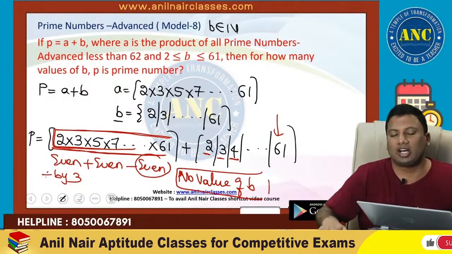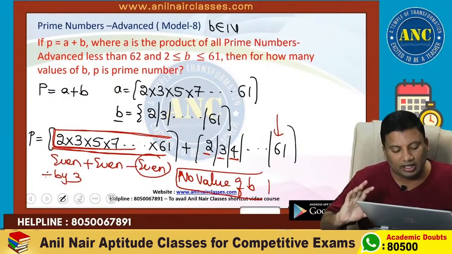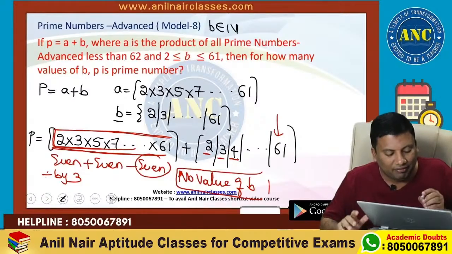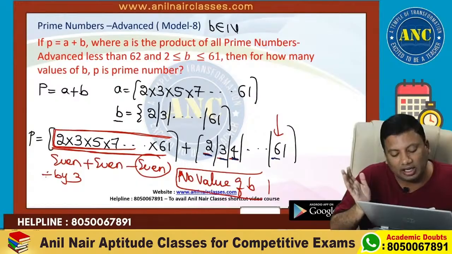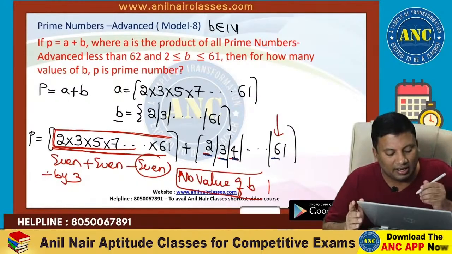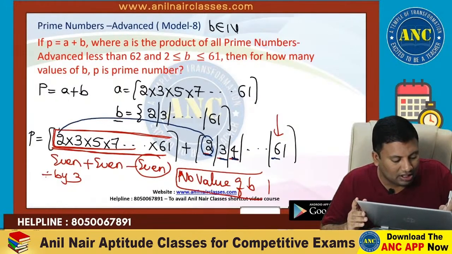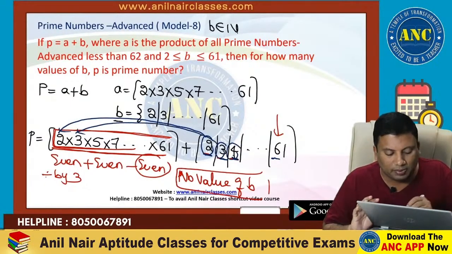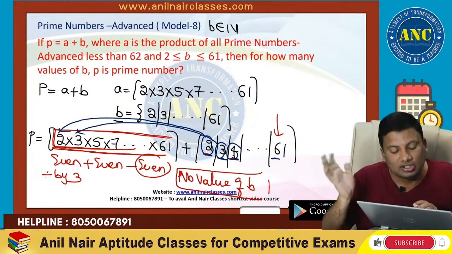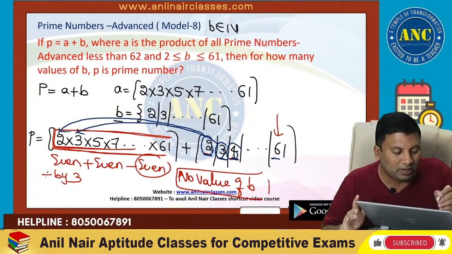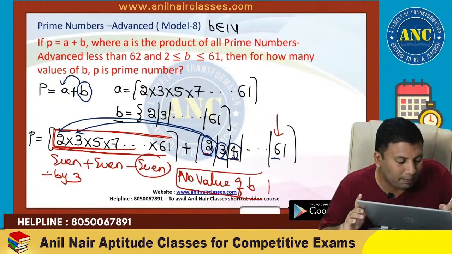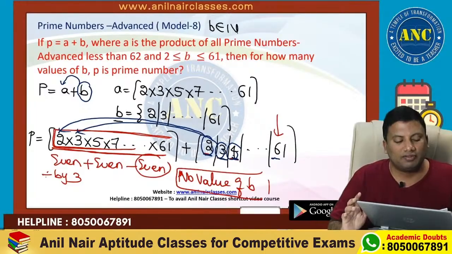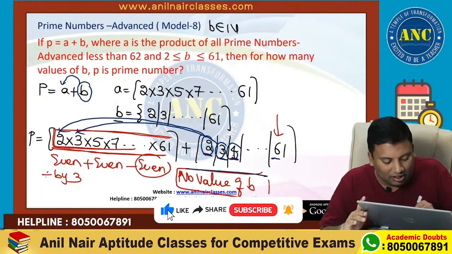Very, very logical question. Application oriented, not formula oriented. If you observe, for every value that B is taking, the factor of that value is present in A. 2 is present. 3 is present. 4, factor 2 is present. 5 is present. 6, factors 2 and 3 are present. Every value B is taking is actually a part of A, through the factors of that B. So no value of B exists.